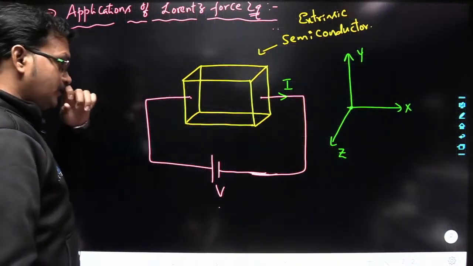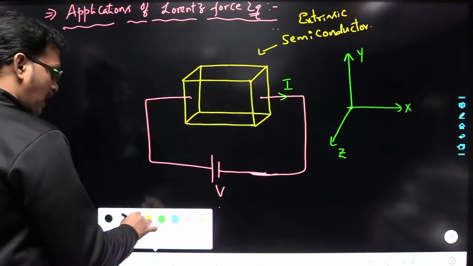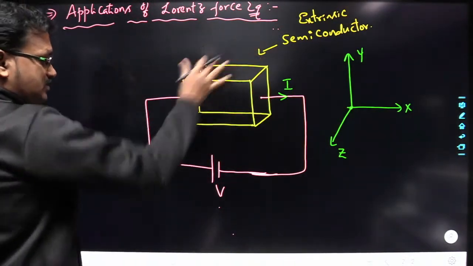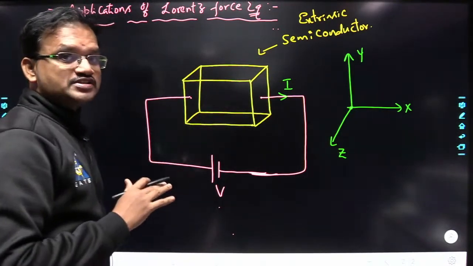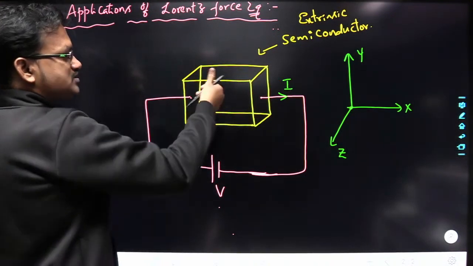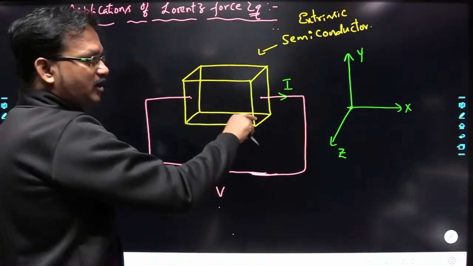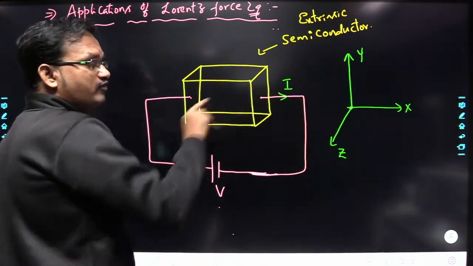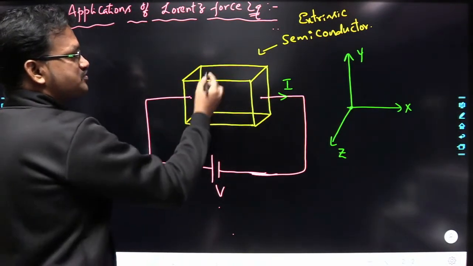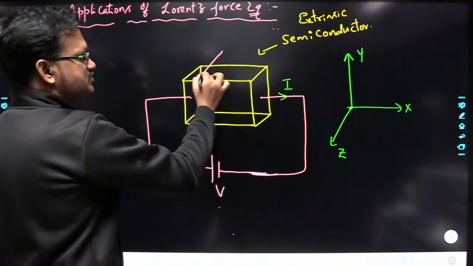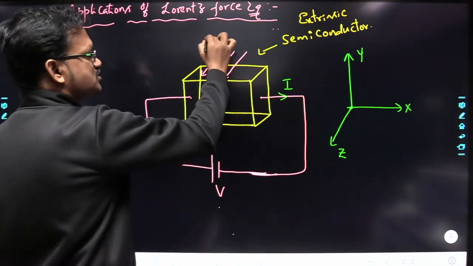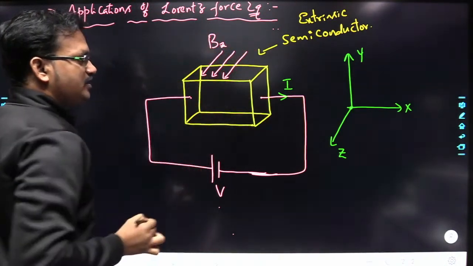Now I am subjecting this semiconductor to a transverse magnetic field. What do you mean by transverse magnetic field here? It means the B field must be perpendicular to the flow of current direction. Yes or no? Let us assume the transverse magnetic field is pointing in the Z direction.